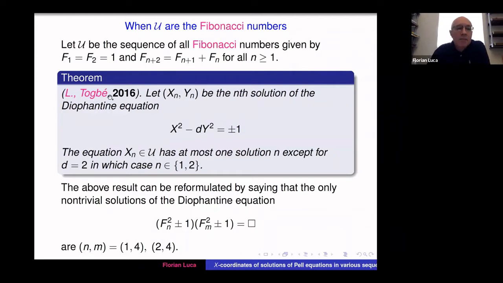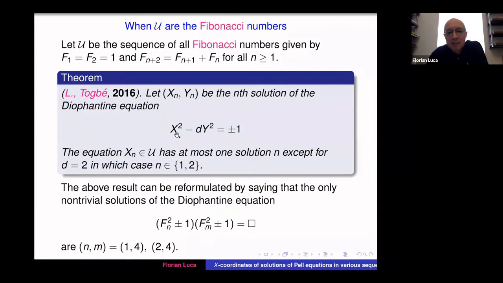Now, here is a theorem that I proved with Alain Togbe in 2016. We were wondering, what about if I put Fibonacci numbers for the x's in here? And we proved that this equation has at most one solution, except in some small cases. For example, when d is equal to 2, what happens is that the Fibonacci sequence repeats itself there.